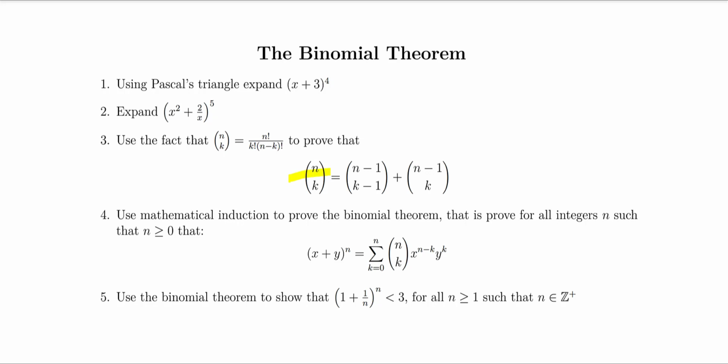Question 3, this identity here is known as Pascal's rule, and we're going to prove that, and then we're going to use that in question 4 to help us prove the binomial theorem. And then question 5, we're going to make use of the binomial theorem to prove this inequality here. Okay, so let's get started solving these problems.